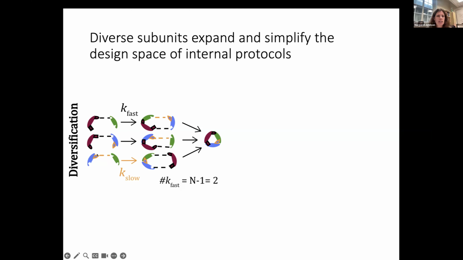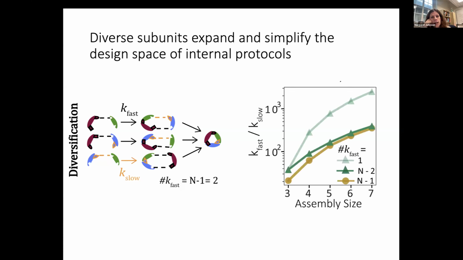So these proteins interact slowly, these proteins interact fast with each other. And if you do that, what happens is you still have blue and green subunits left over that can finally add to the dimer. And so by creating this timescale hierarchy, you can get very efficient assembly. The ratio of these timescales is on the order of 50 here.